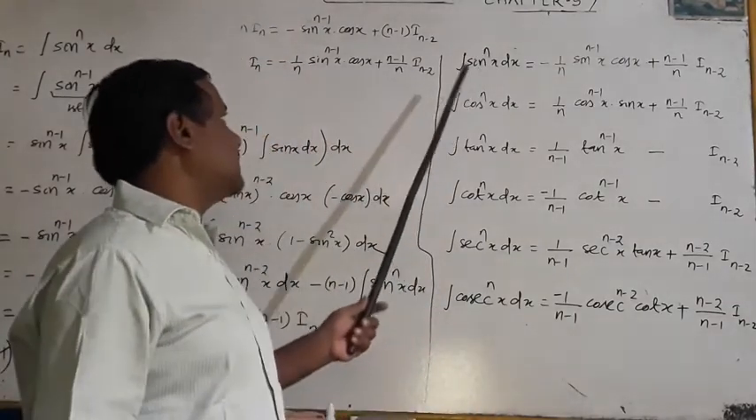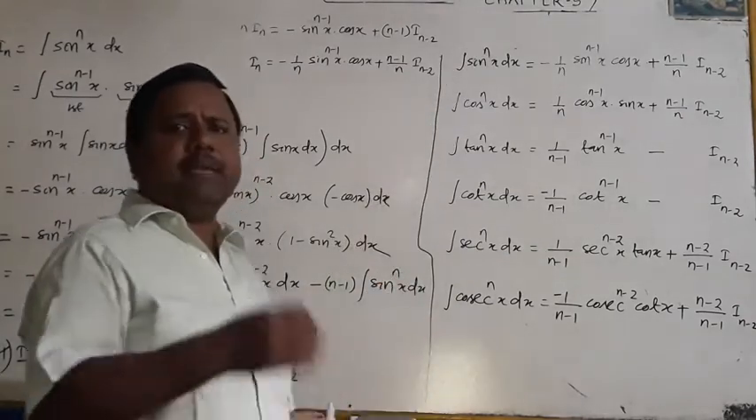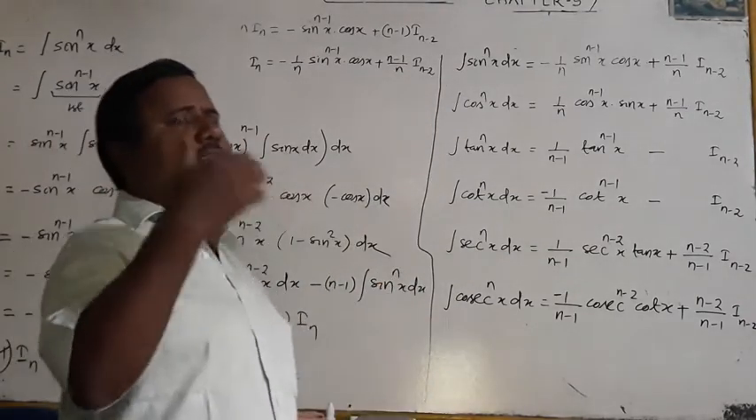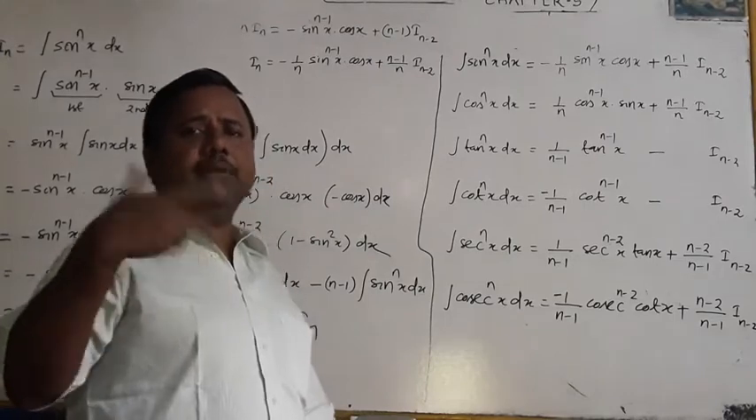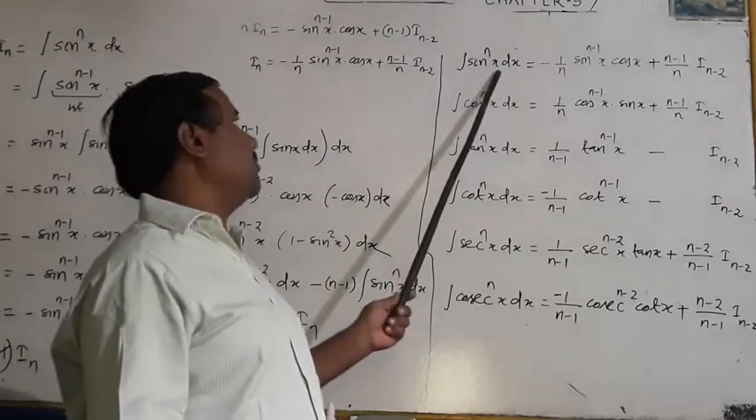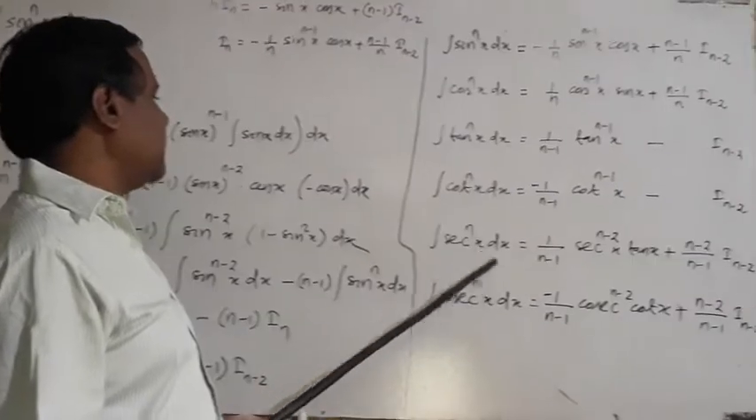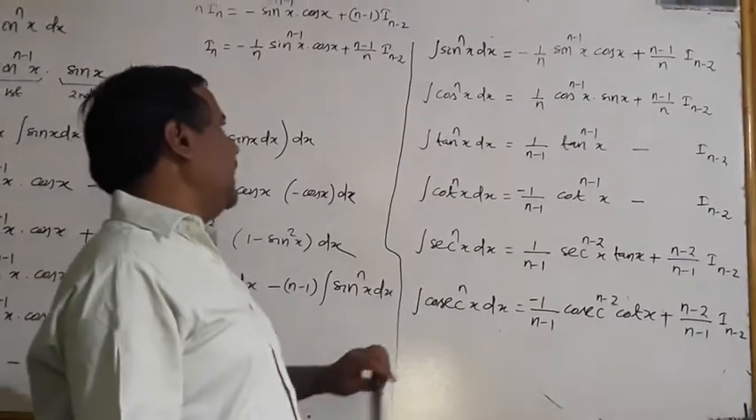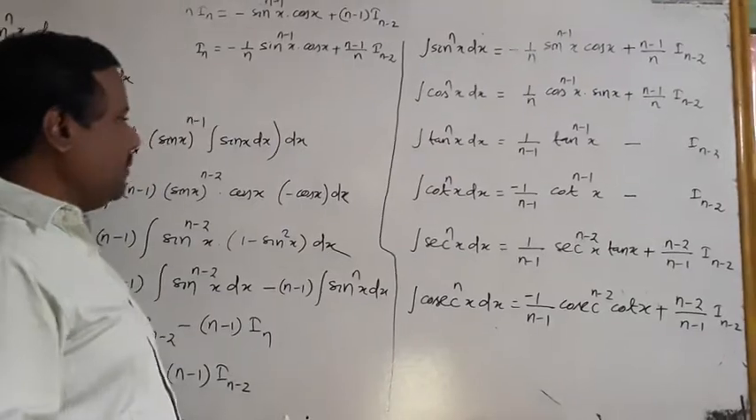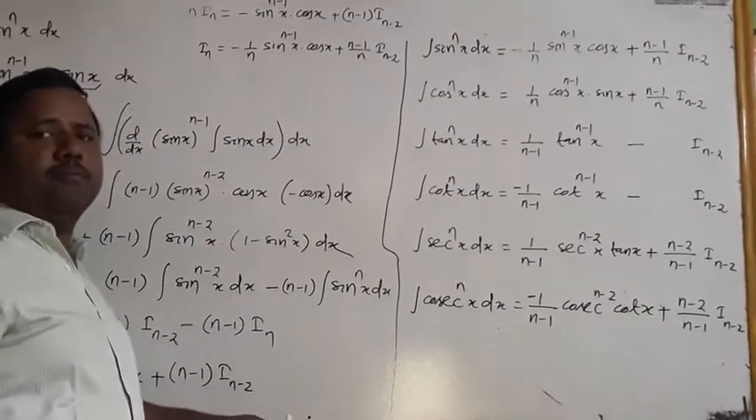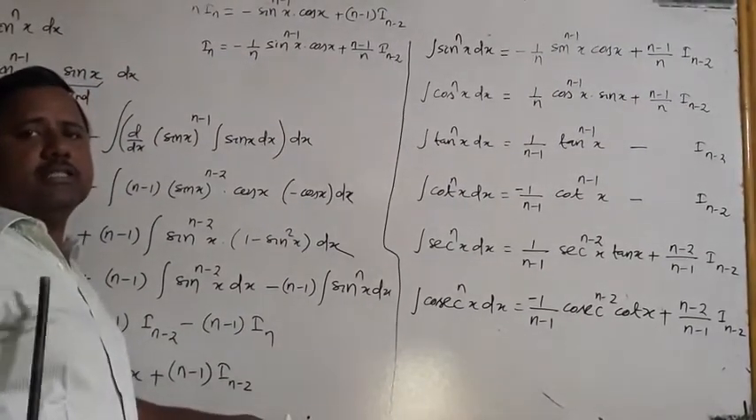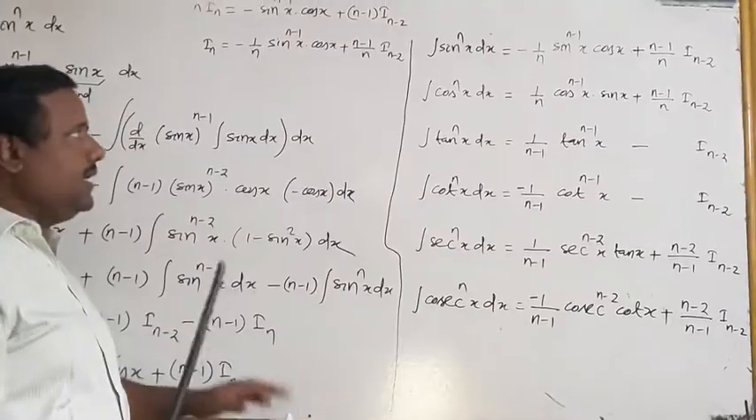So here sine power n means any power: sine power 5, 6, 7, 8, any power of sine. There is one formula for any power of cos, any power of tan, any power of cot, any power of sec, any power of cosec, and this is the formula. It is the formula, but I will tell you a method in which you can remember it very easily.